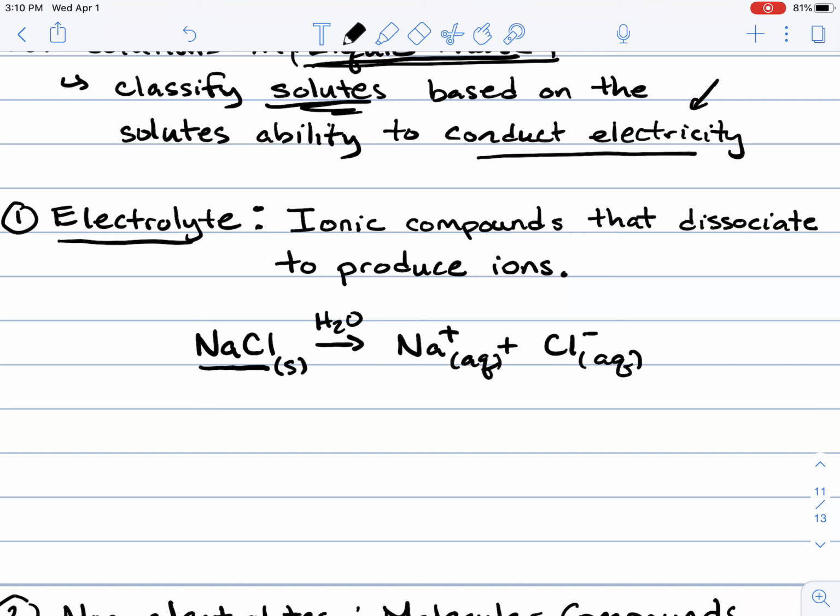If you place sodium chloride in water and stir it around, the crystals of the sodium chloride compound are going to dissociate to produce your sodium ion and your chloride ion.